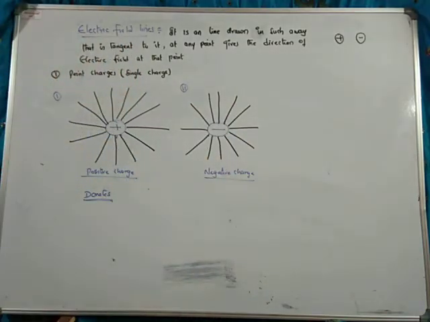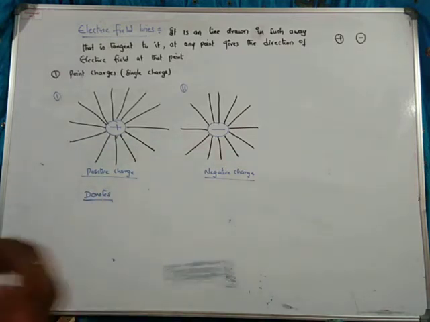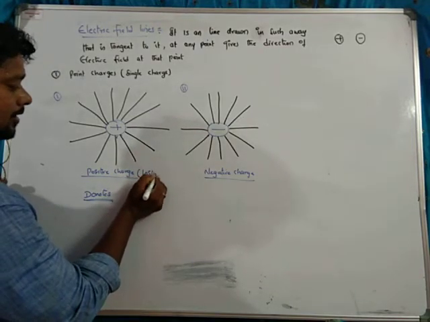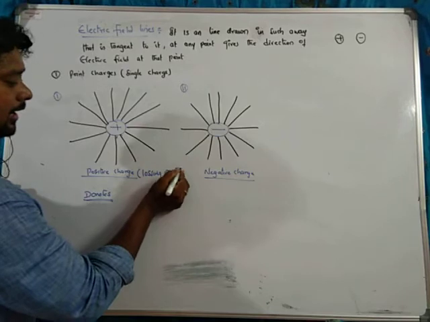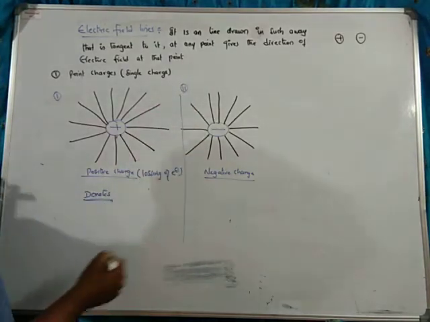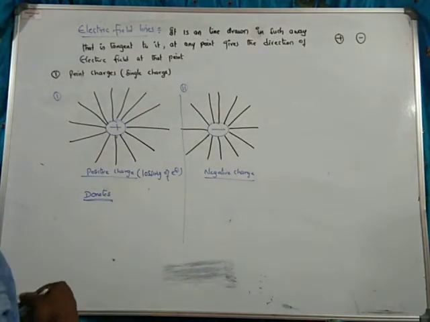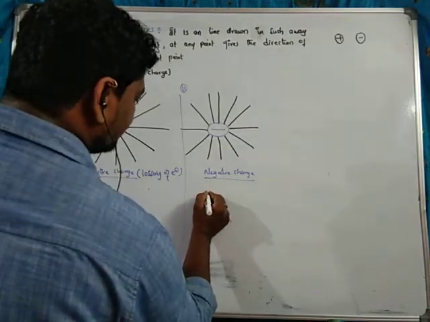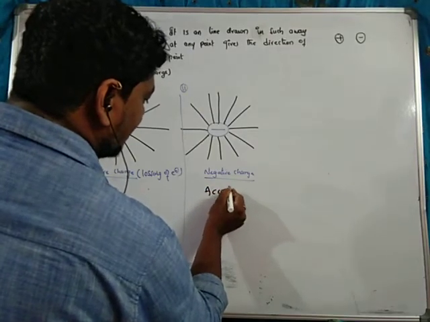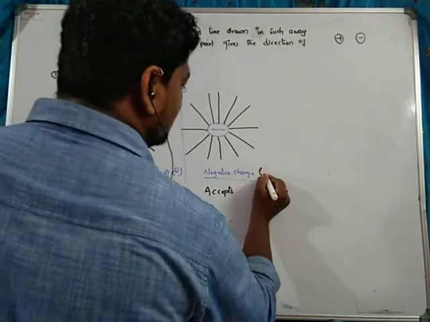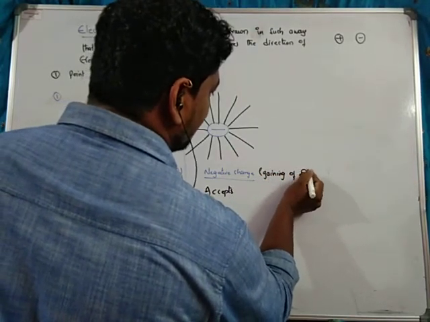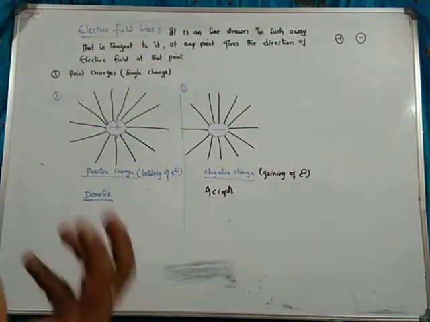Okay. Now, a positive charge is nothing but a donor. It wants to lose some electrons. So we already call positive the losing of electrons. Similarly, a negative charge is the opposite of a donor, that is, an acceptor. So it is called gaining of electrons. Gaining means it takes electrons inside.